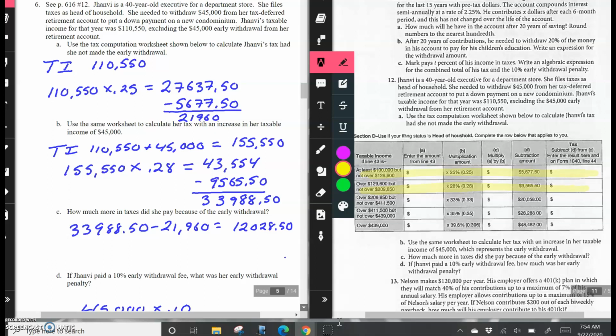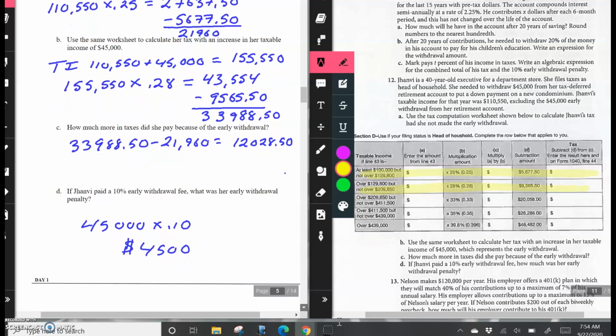You're going to pay a total tax for that one of $33,988. How much more tax? Well, you just take the two taxes from A and B and subtract them. So you're going to pay $12,028.50 more in tax when you include that income. And the early withdrawal fee, 10%. So $45,000, that's what you took out early from the problem, times 10% gives you $4,500 in a penalty. And that is it for day 1.